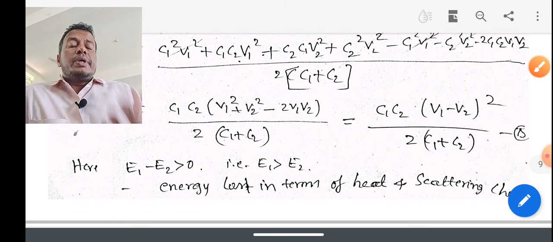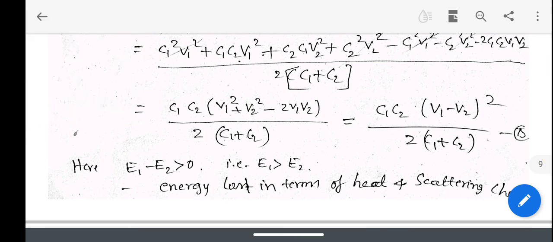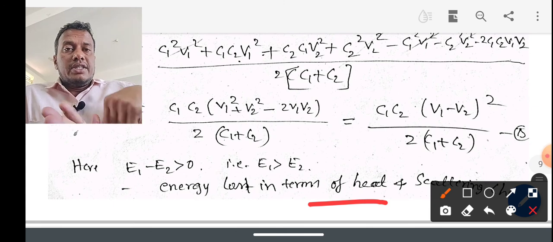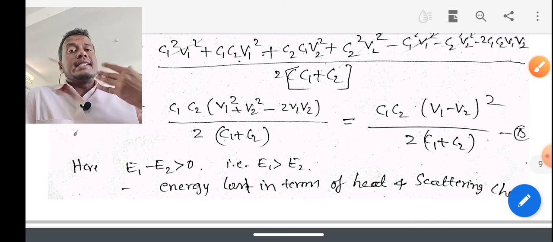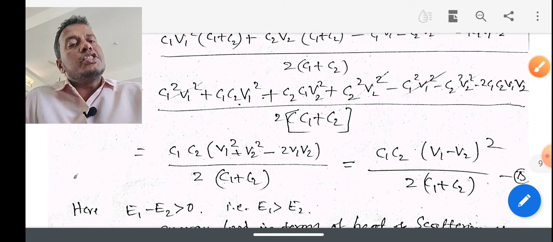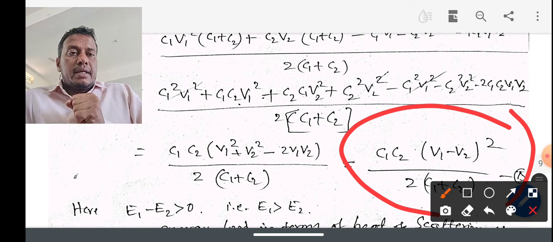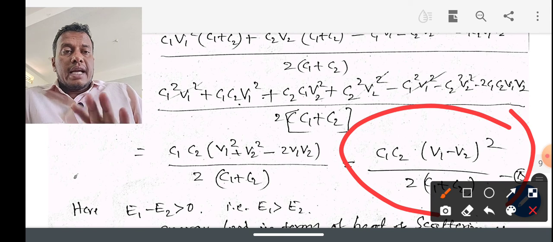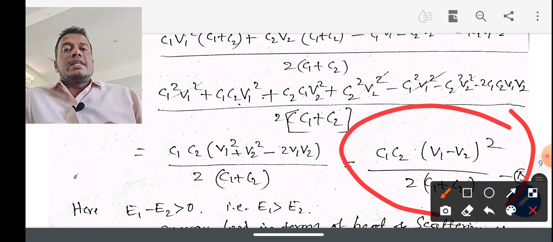So, where does the remaining energy go? The energy goes in the form of heat and also in the scattering of the charges. The energy changes through scattering of the charges, and so there is a loss of energy. This is the equation for the loss of energy between the two capacitors. Hence, where does the loss of energy go? It goes in the form of heat and scattering of the charges, meaning the capacitors will be heated. That is the reason for the loss of energy.